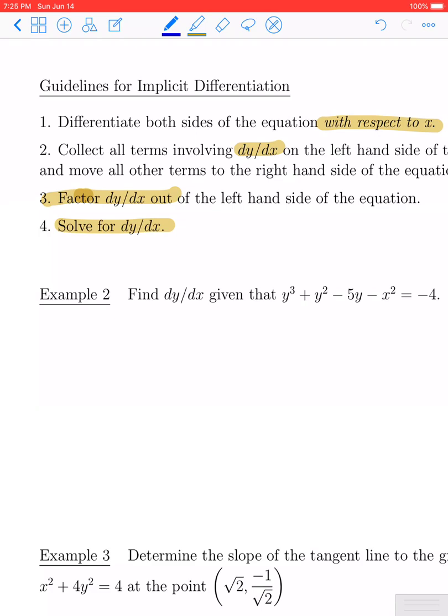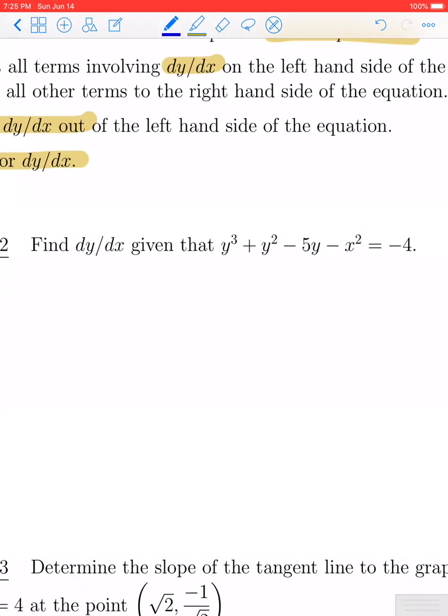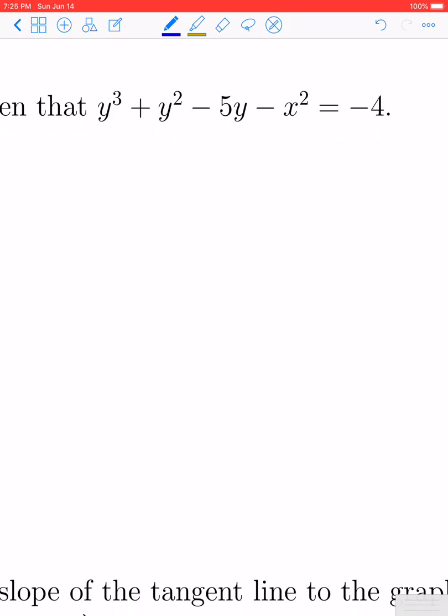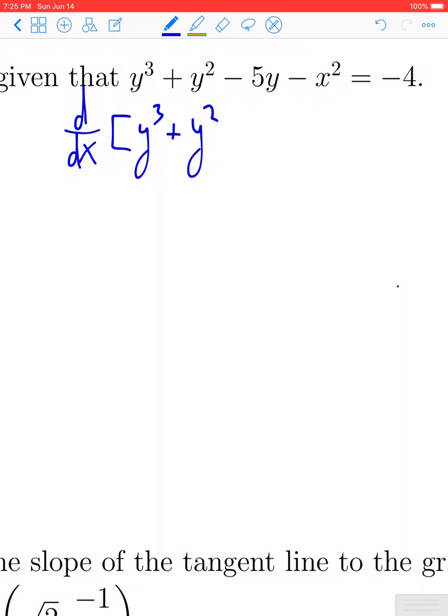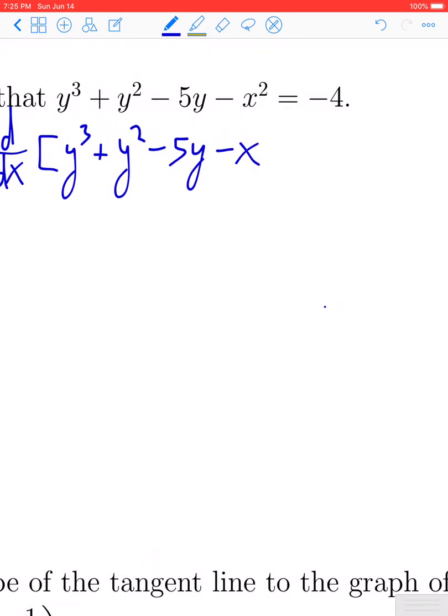Let's take a look at example 2. In example 2, they ask us to find dy/dx given that y cubed plus y squared minus 5y minus x squared is equal to negative 4. So first things first, this is an implicitly defined function. We do not have the y by itself. We wouldn't, for this particular equation, actually be able to write it in explicit form. And even if we could, the derivative is actually going to be much, much easier to find in the implicit form, as we're about ready to discover.